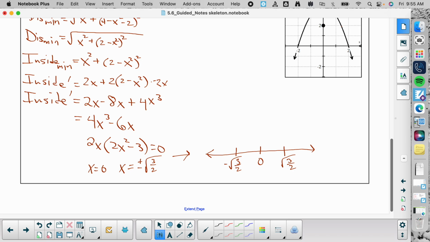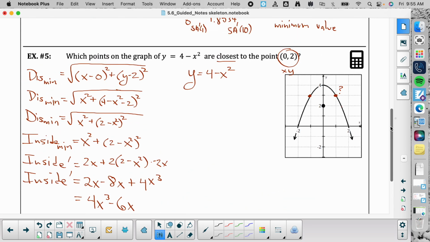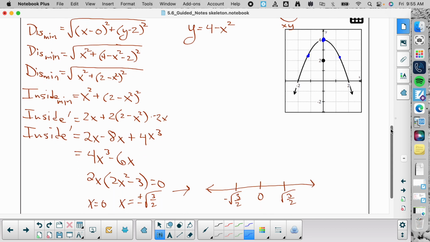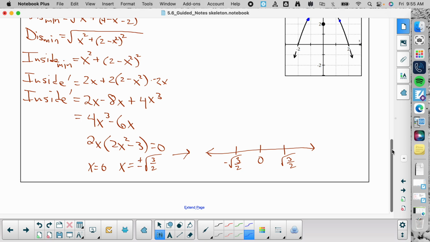Yeah. Not a bad idea. But that won't help me in terms of increasing, decreasing. But I can put 0 and plus and minus square root of 3 over 2 on my picture. And obviously I think 0 is not going to be the answer. I think it's going to be those two, but I have to prove it. I'll do the points at the end.